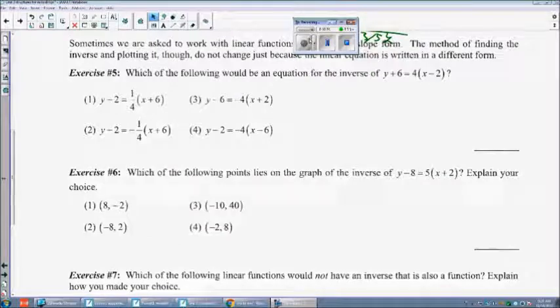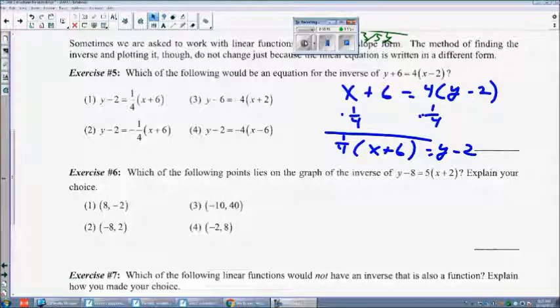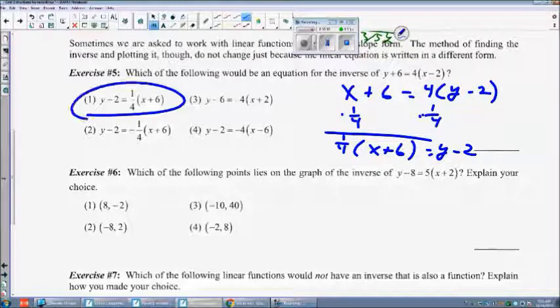Now you guys do number 5 and check the answer. Hit pause now. The good thing about multiple choice questions is you can take a look at them and you see, oh, a whole bunch of stuff is in parentheses here. So I'm not going to distribute. Instead, I'm going to multiply by 1/4, multiply by its reciprocal.